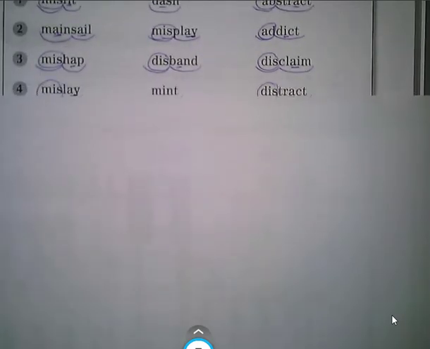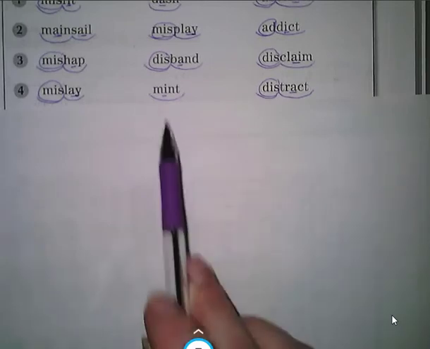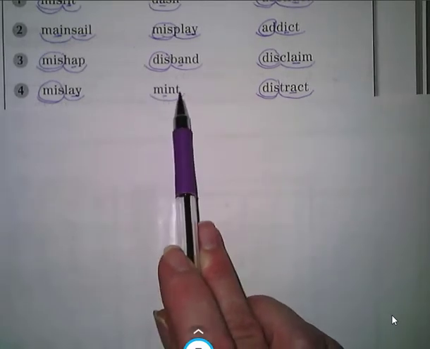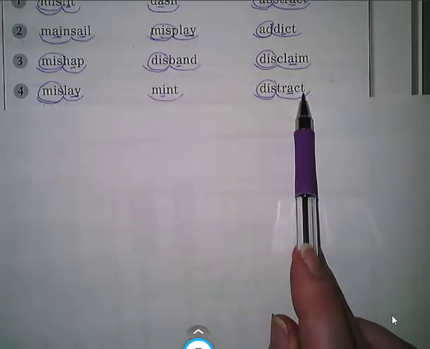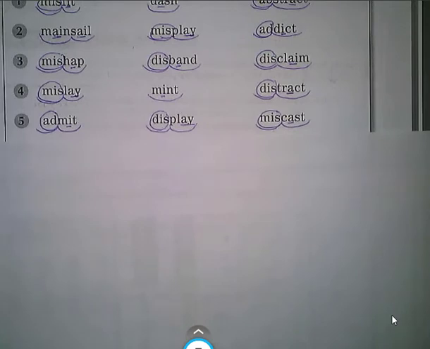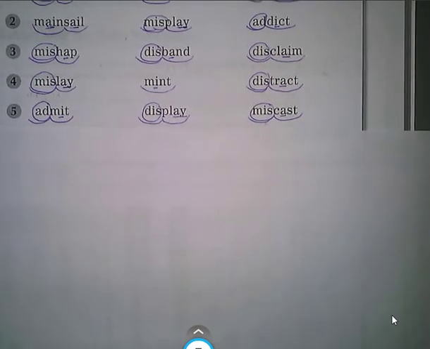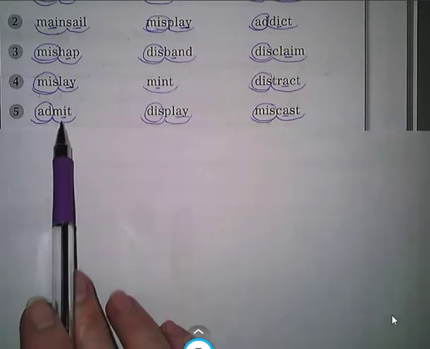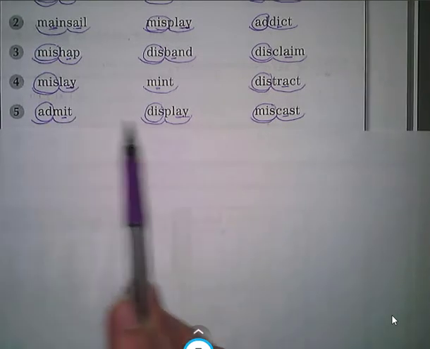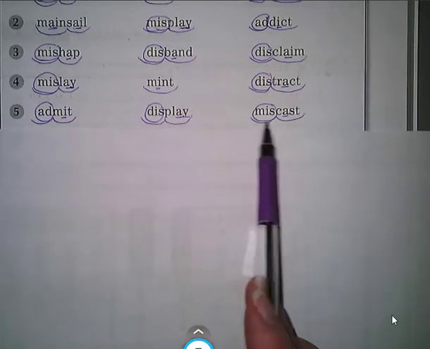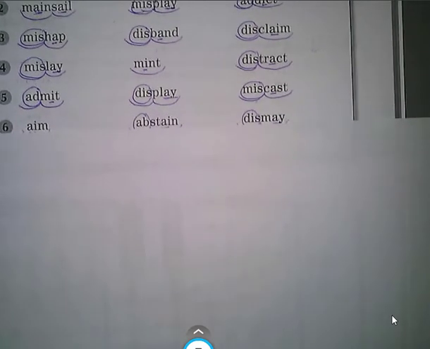And hopefully exactly how I am reading them is how I would like you to read them as well. Line 4. Mislay. No prefix. 1 vowel sound, 1 scoop, mint. Prefix dis, distract. Line 5. Circle add, circle dis, circle miss. Vowel, vowel sound, vowel. Admit, display, miscast. So please make sure you have all of those correct before you move on.